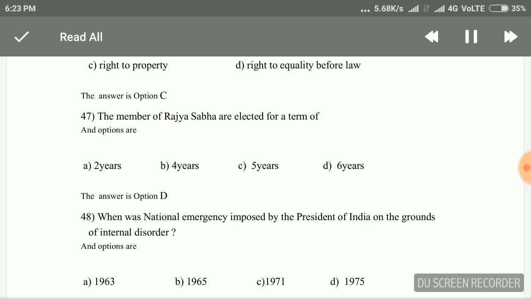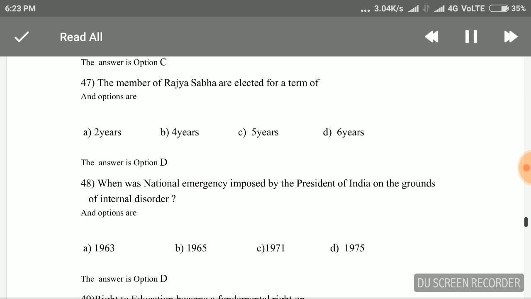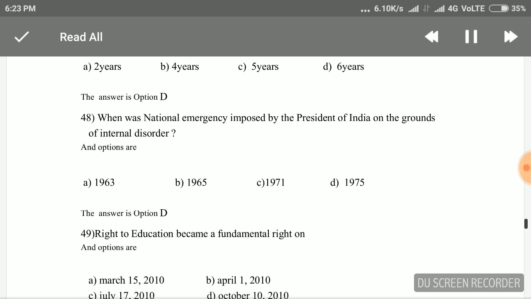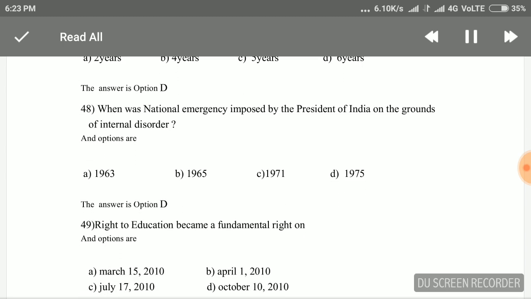48. When was national emergency imposed by the President of India on the grounds of internal disorder? Options are A. 1963. B. 1965. C. 1971. D. 1975. The answer is option D.